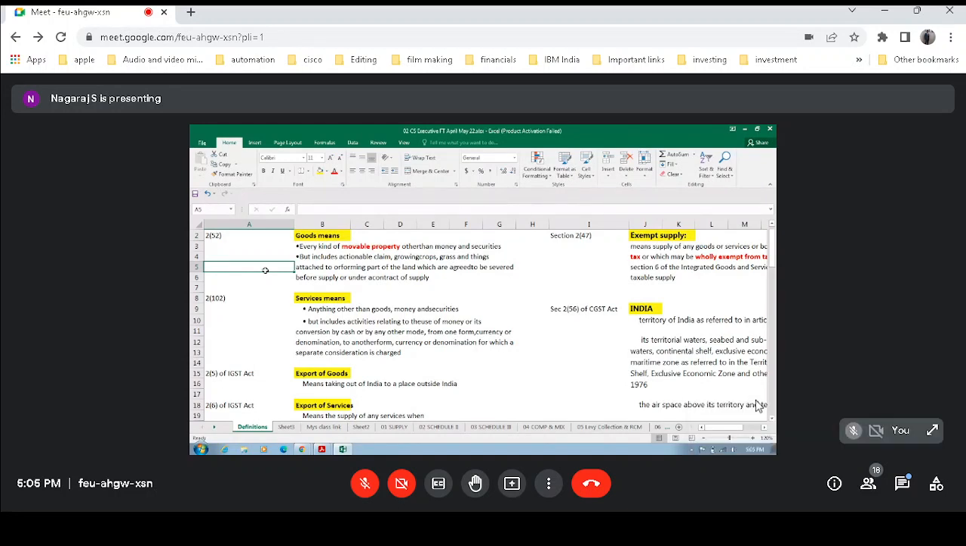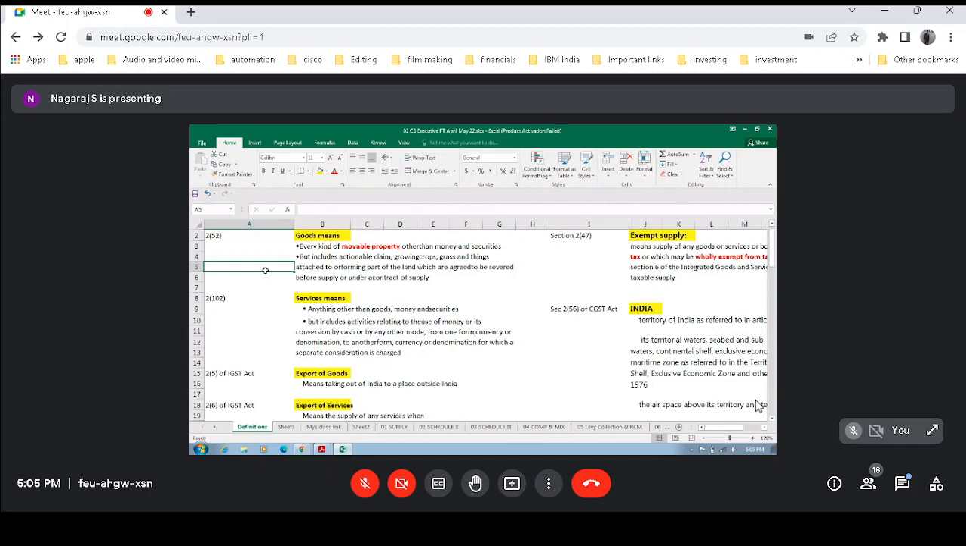Just I am giving the example. Fruits, vegetables, pulses, cereals, all those are movable, right? Yes or no? Yes, sir.